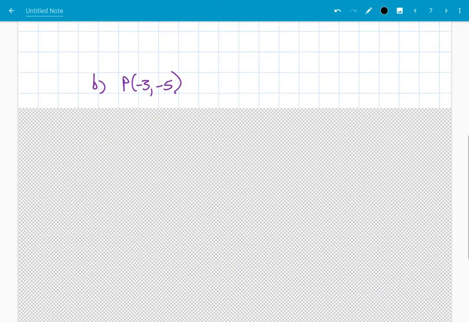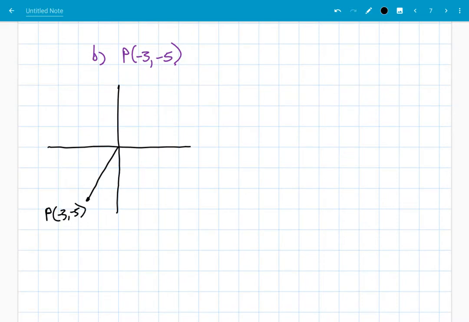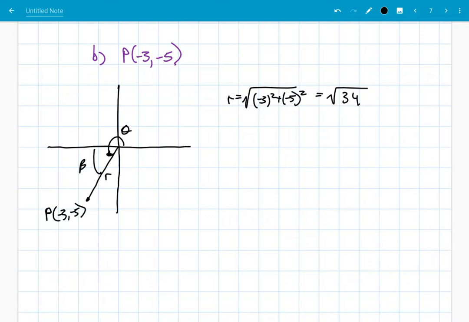Okay then, you don't need to sketch, but I encourage it because that way you're not just counting on memorizing. So negative 3 and down 5, so negative 3 and negative 5. I'm definitely in the third quadrant, so I know the relative size of the angle. There's beta, there's theta, and there's r. R is the root of negative 3 squared plus negative 5 squared. That's simply the root of 9 plus 25, or 34. I can't reduce, so I can just leave it like that.